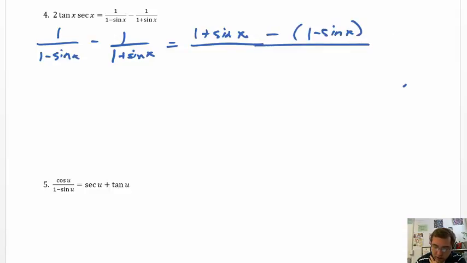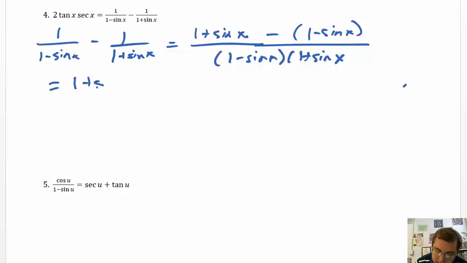And when I do that, I get on the bottom those two things multiplied together. 1 minus sine of x times 1 plus sine of x. Now notice that that minus that's in between the two fractions applies to everything in the fraction on the right. So I put the 1 minus sine of x in parentheses there. That way I distribute that minus into it. So I have 1 plus sine of x minus 1 plus sine of x once I distribute that minus that's in the middle there. Okay?